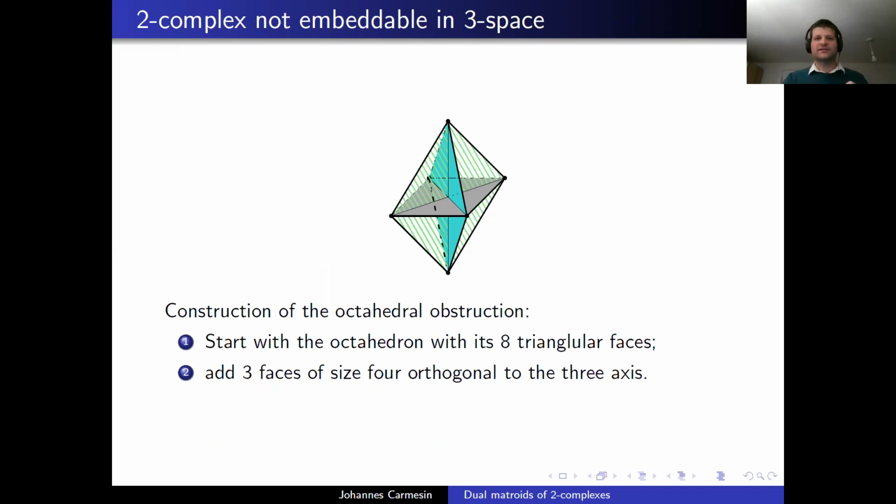So that's in black the octahedron, and you put in all the 8 triangular faces, and then it looks like a round sphere. And now you add 3 more faces to it. One orthogonal to the x-axis, which we see here in turquoise, one in shaded green, which is orthogonal to the y-axis, and a gray one, which is orthogonal to the z-axis. And if you stuff in so many faces, you can prove this no longer embeds in 3-space. Somehow there's too much stuff in there.